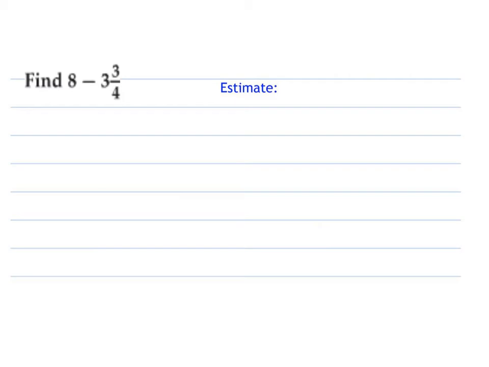All right, here's another one where we're going to need to rename our mixed numbers and our whole numbers. So first of all, if we look at 8 minus 3 and 3/4 and we estimate, we have 8 minus about 4, so our answer is going to be around 4. There's a couple different ways that we can solve this, and I'm going to show you both methods.